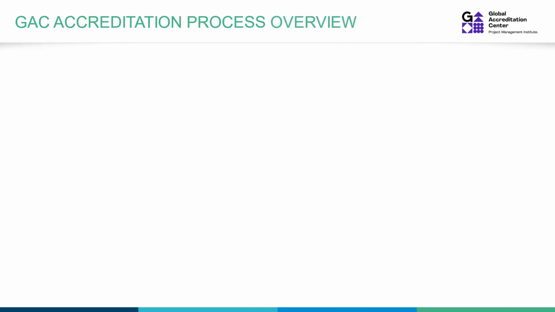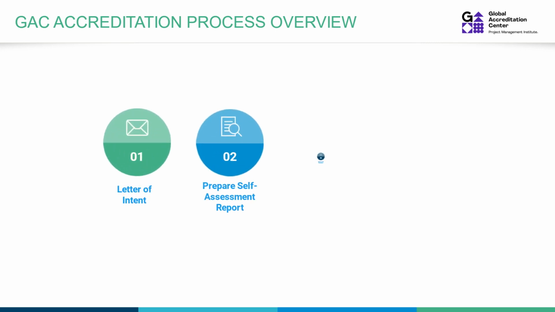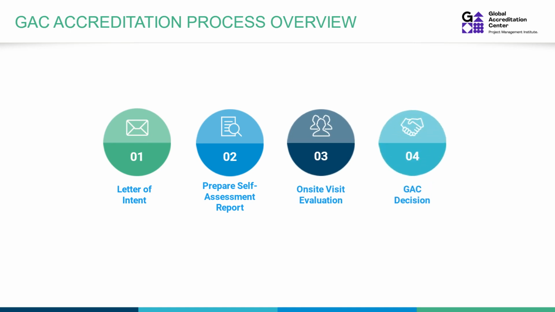The 4 steps of the GAC accreditation process are the letter of intent, the self-assessment report, the on-site visit evaluation, and finally, the GAC accreditation decision.